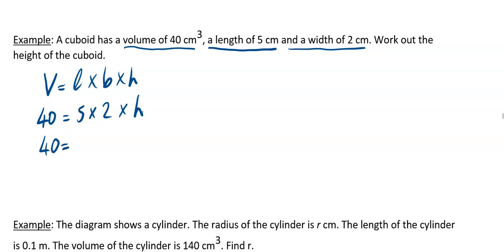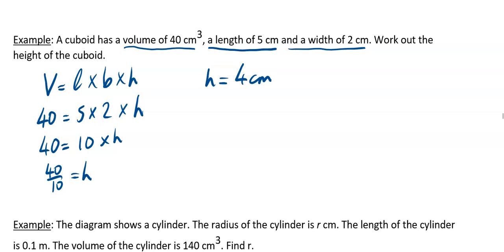And this one works out very nicely because you've got 5 times 2 works out to be 10 times h. And then what is this 10 doing to the h? It's clearly multiplying. So when it goes across to the other side, what it's going to do is divide. So 40 divided by 10 is equal to h. And then your h works out to be 4. And the units are going to be centimeters. So a lovely, lovely example.